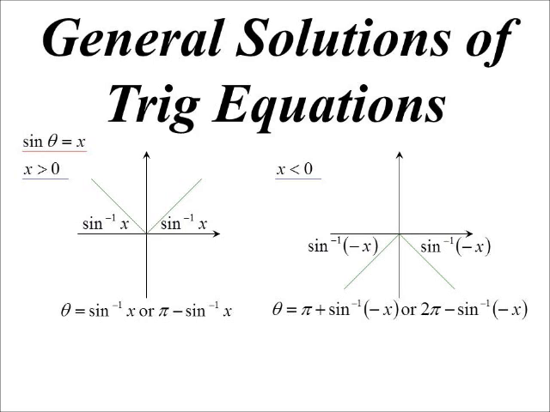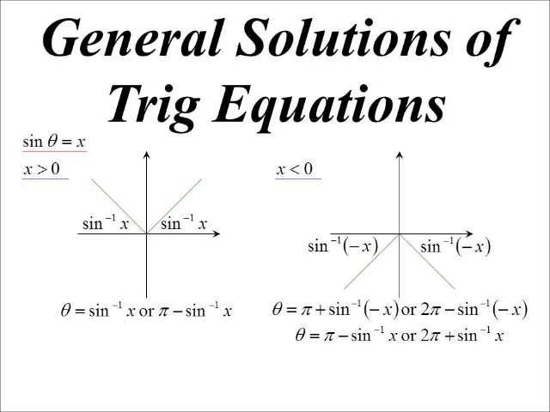All right, well, inverse sine was an odd function, wasn't it? So inverse sine of negative x is the same as minus the inverse sine of x. So I get pi minus inverse sine of x, same as I got over here, or 2 pi plus the inverse sine of x. And then, of course, I could add 2 pi to each of those solutions.